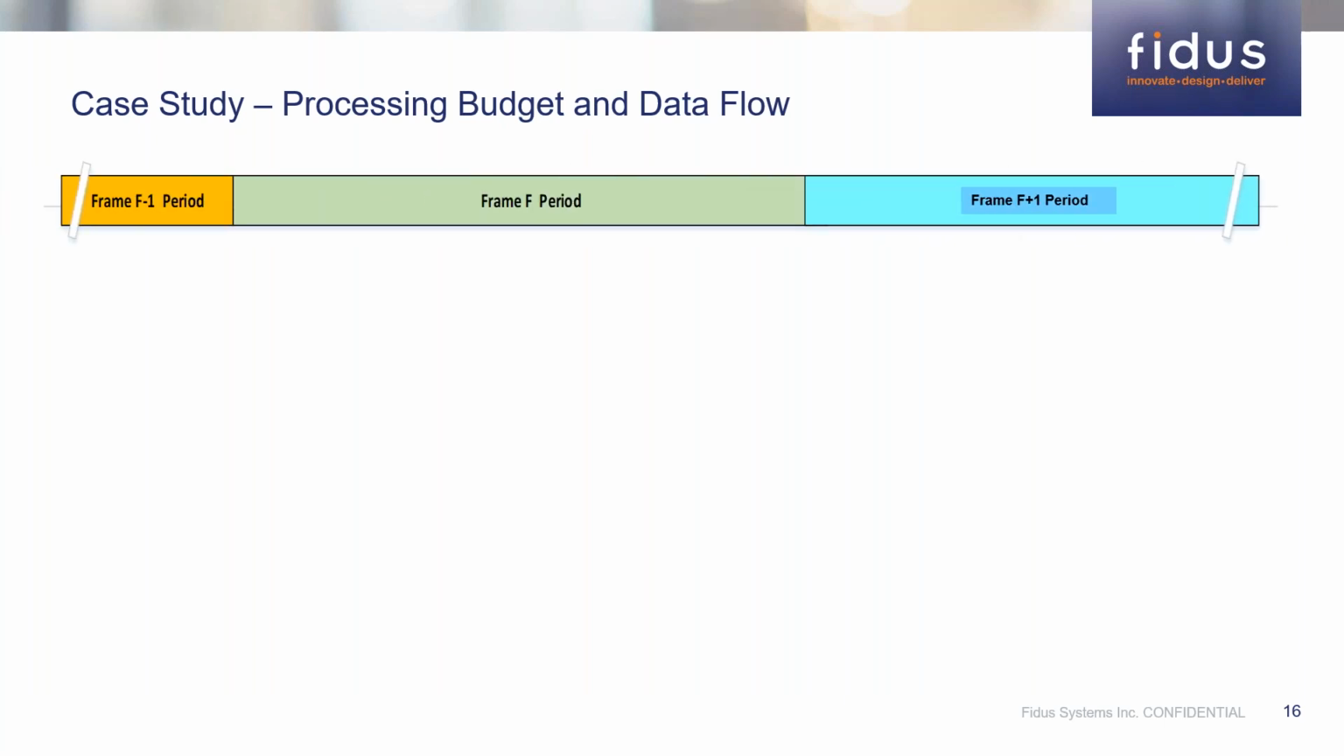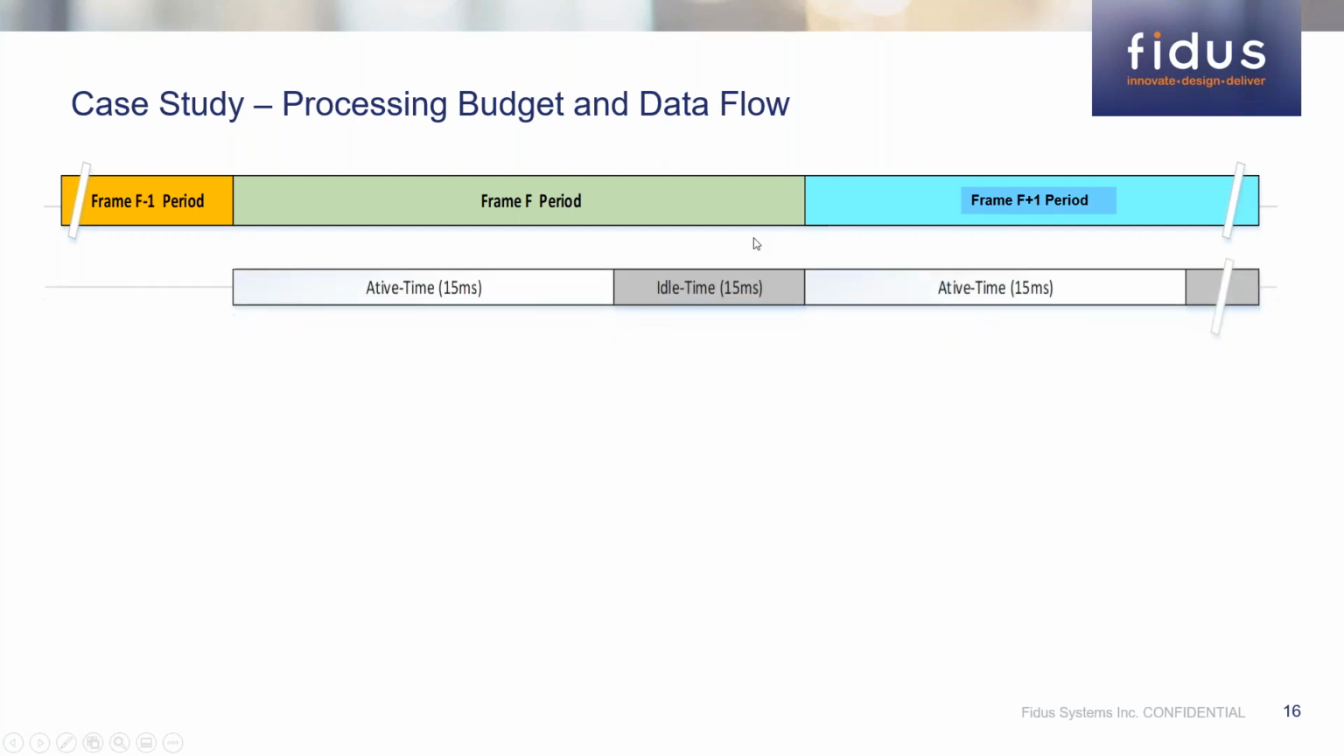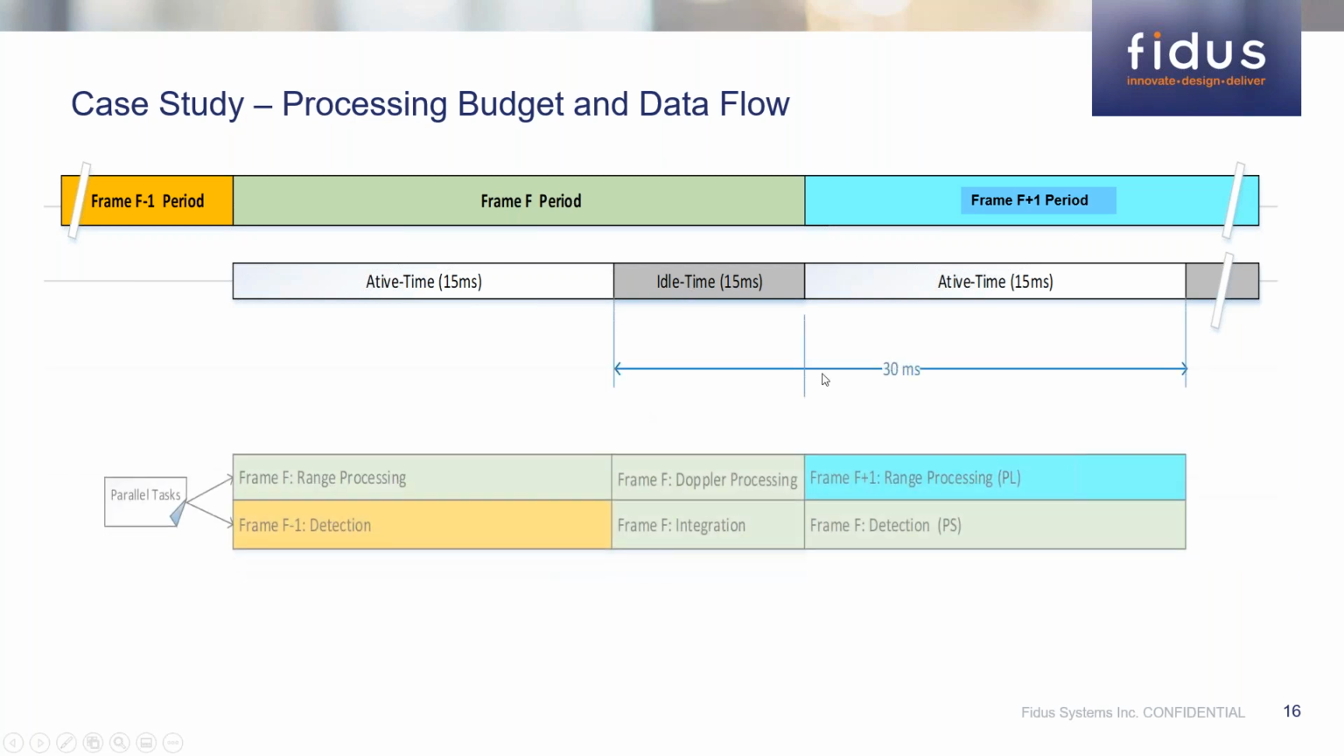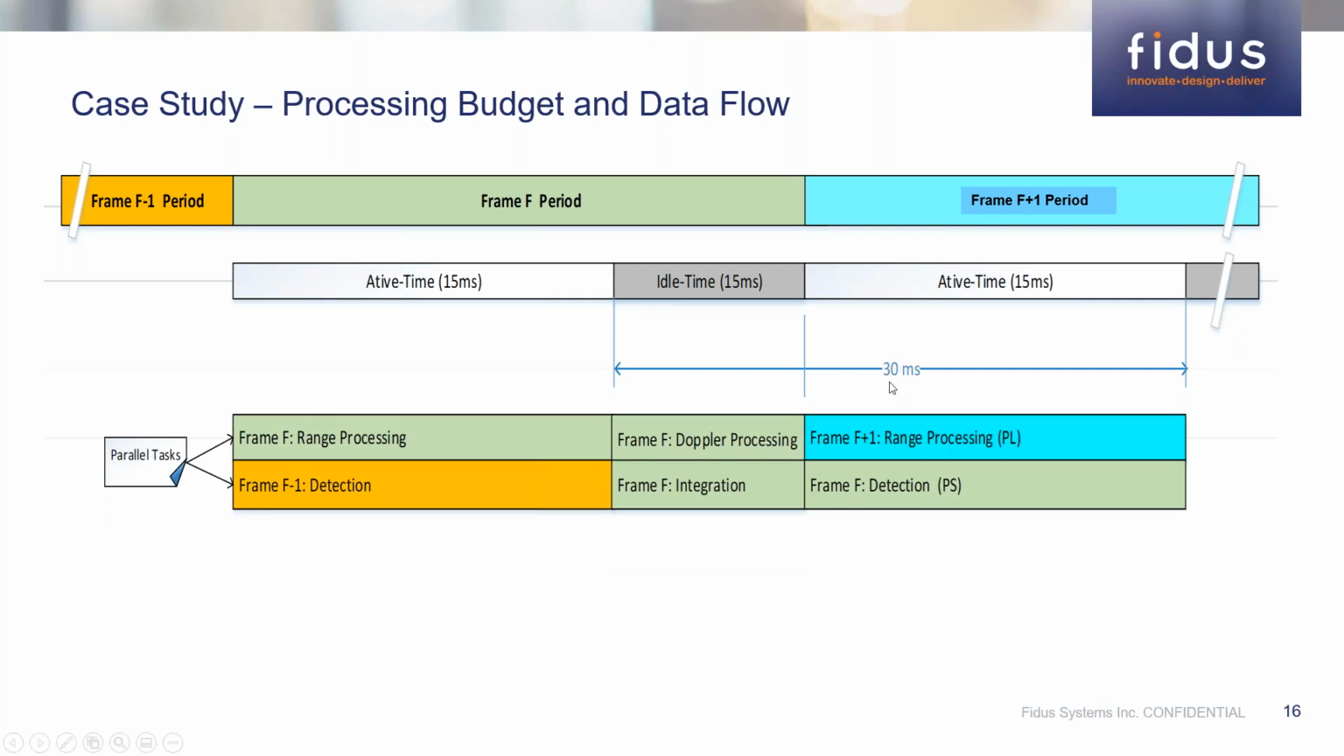Let's go through the processing budget. So let's consider frame F. The preceding frame is F minus 1, and the next frame is frame F plus 1. As we said, the system requirement is that the active time for the frame is 15 milliseconds, and the idle time for each frame is 15 milliseconds. So the total frame size is 30 milliseconds.